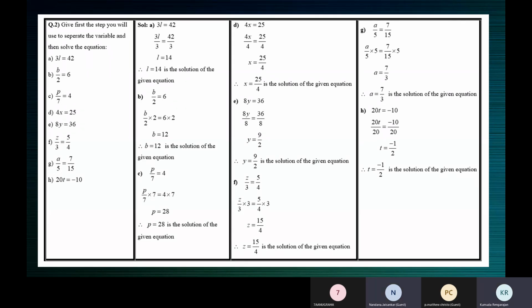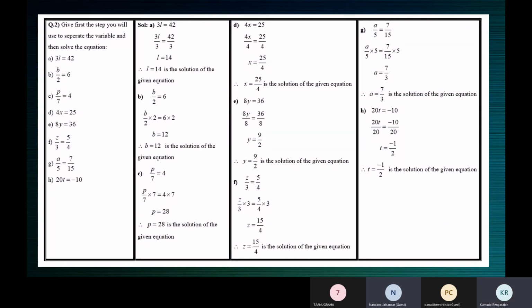Yes, ma'am. 8y is equal to 36, ma'am. So first we should remove the 8 from the variable. For that we need to divide both the left hand side and right hand side. So 8y by 8 is equal to 36 by 8. We can simplify it also, ma'am. So that we will get 9 by 2. So the answer is 9 by 2. Y is equal to 9 by 2.